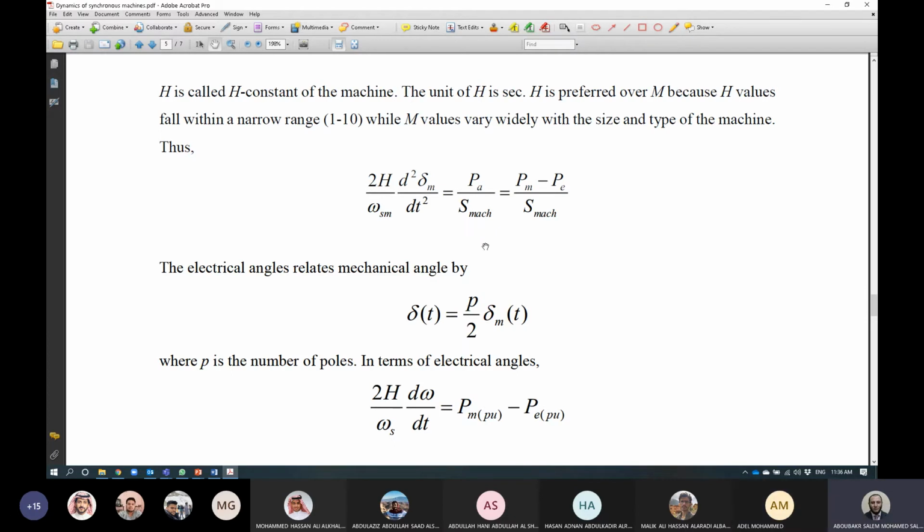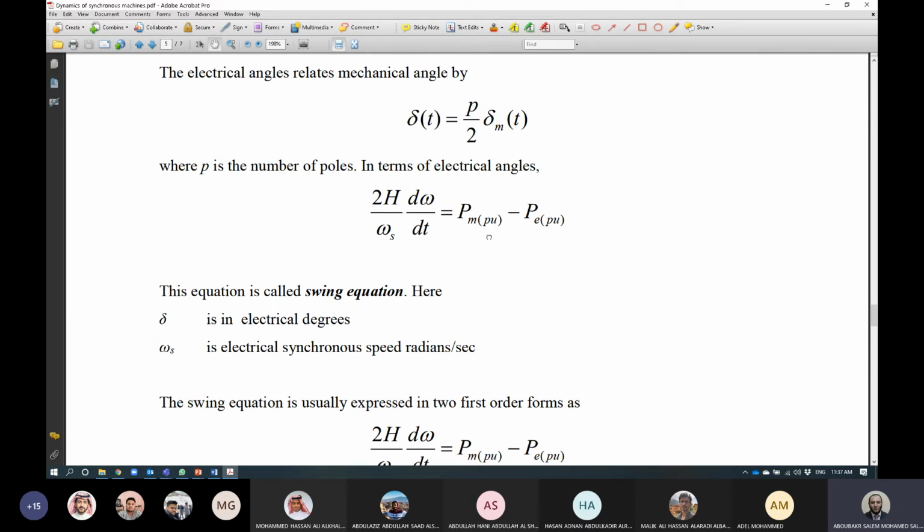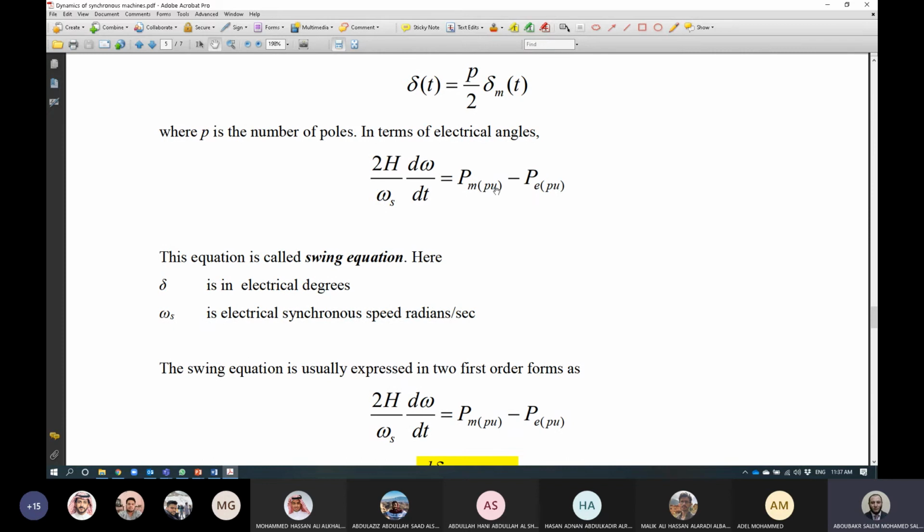Right, let's represent our equation in per unit and also convert from mechanical to electrical angles. So you know electrical angle all the time equals P over 2 multiplied by mechanical angle. So we can say now 2H over omega S equals d omega over dt multiplied by PM minus PE in per units. So simply, of course delta now, guys, is the electrical degree of the power angle, and omega is the electrical synchronous speed in radian per second.